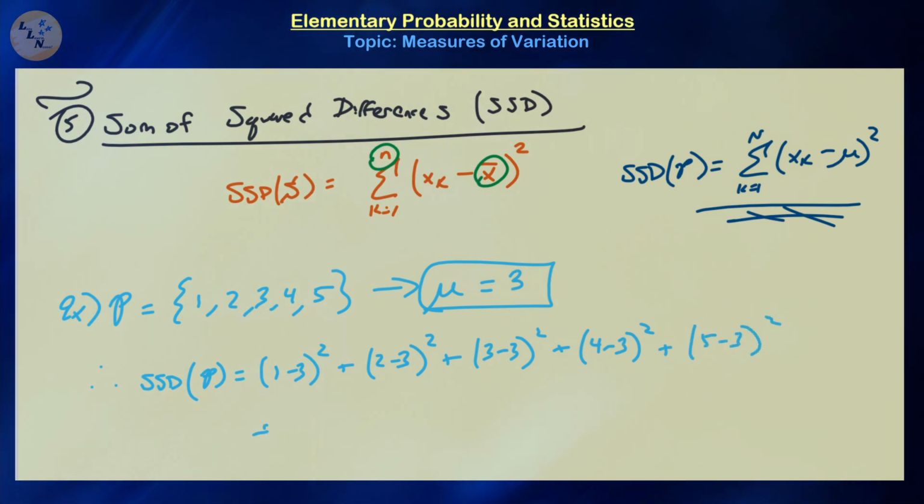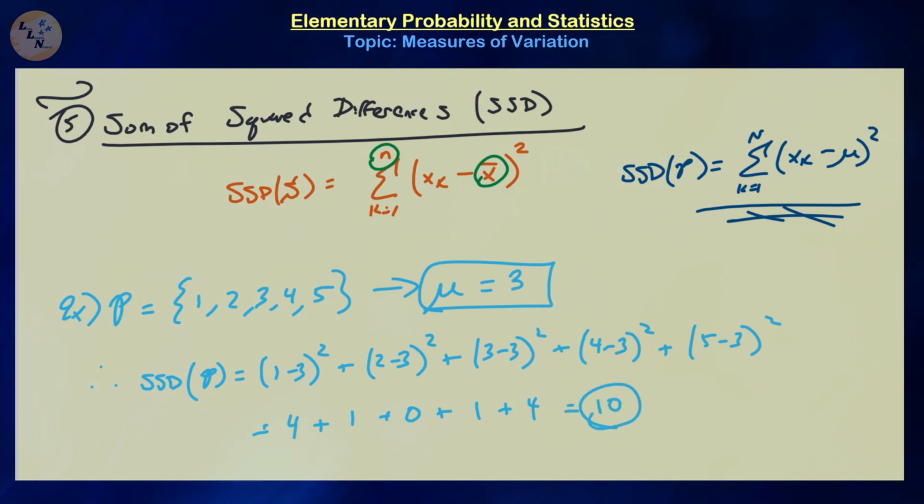And that's going to be equal to 2 squared, which is 4, plus 1 squared, which is 1, plus 0 squared, which is 0, and then that's going to be 1, and that's going to be 4. So we have 4 plus 4 is 8, plus 1 plus 1 is going to be 10. So that is going to be the sum of squared differences for this set.